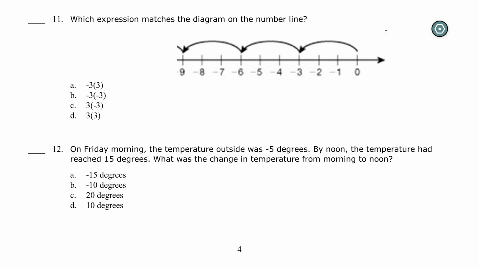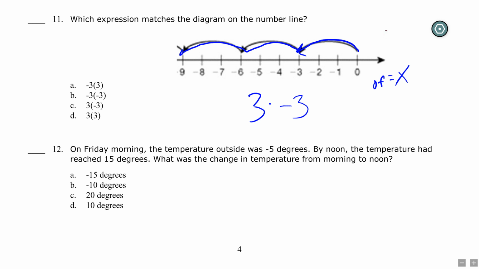Number 11, which expression matches the diagram on the number line? So if I look at my number line, starting at 0, I jump back. So 1, 2, 3. So I'm jumping back -3. And I'm doing that 1, 2, 3 times. So that's 3 jumps of -3. And so we said that of is a fancy math term that means multiplication. So if I'm multiplying 3 jumps of -3, then I'm going to look here at my answer choices.